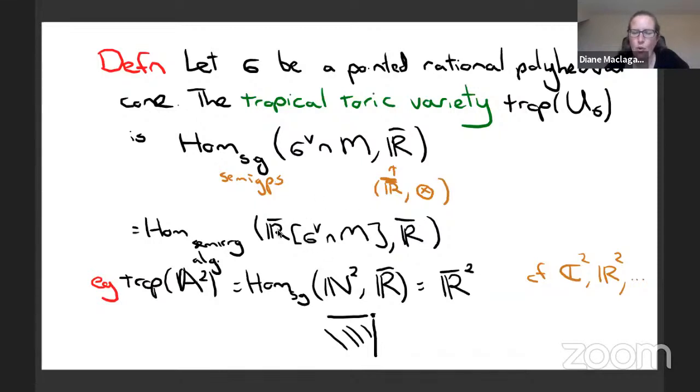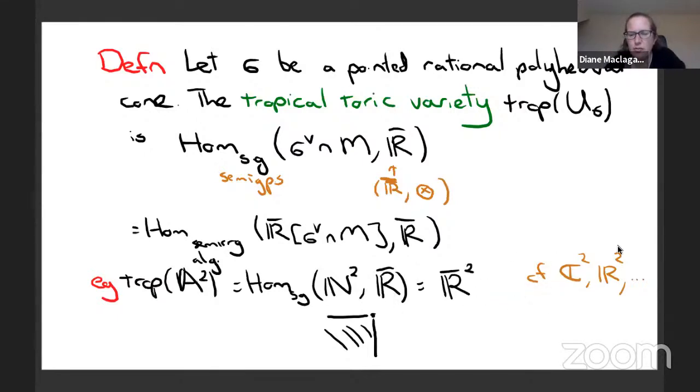So we can think about this as the tropical coordinate ring of our tropical toric variety. But if I think about it just as a set, then I'm going to think about it as just these homomorphisms of semi-rings. So the first example would be, what if I look at the tropical affine plane? Then the homomorphisms of semi-rings, that's my sigma dual intersect M. Those were the lattice points in the positive orthant, so it's N squared. And I'm going to have homomorphisms of N squared into R bar. I just choose where (1, 0) goes, I choose where (0, 1) goes. I get R bar squared.